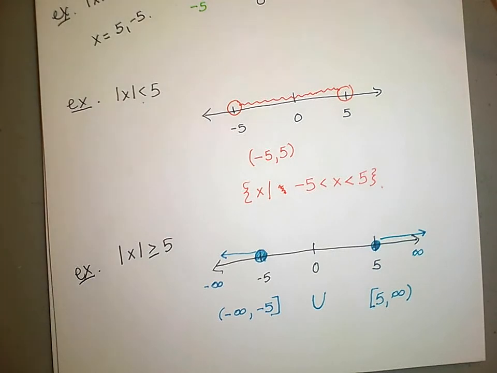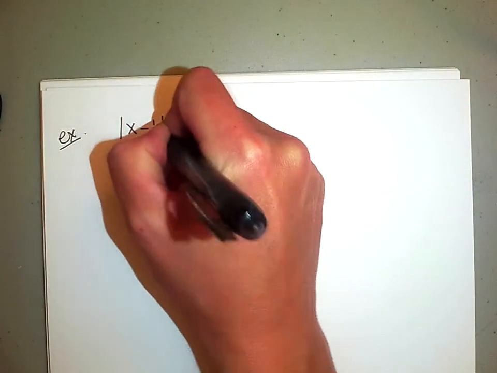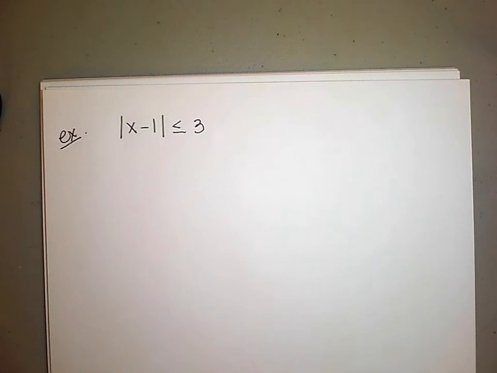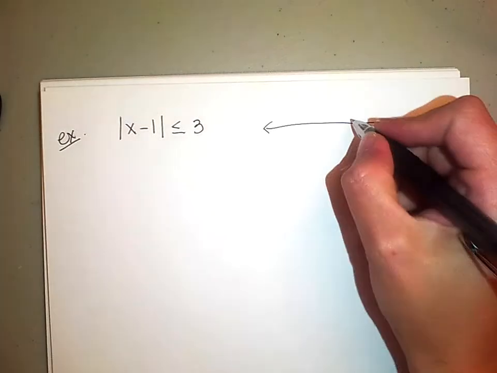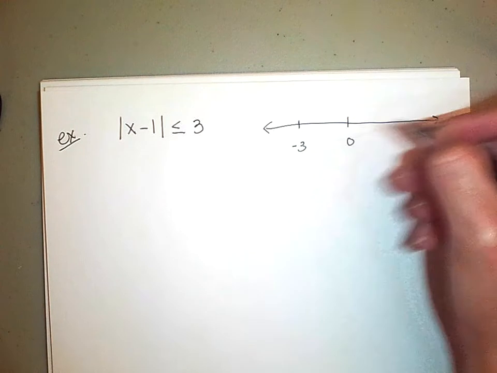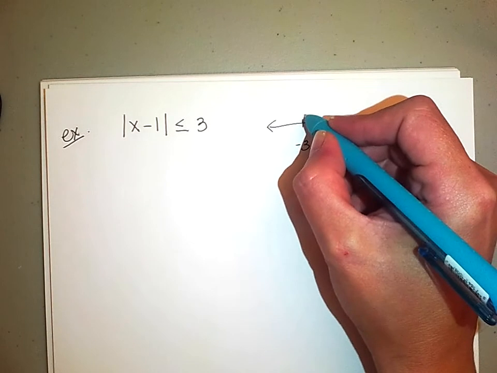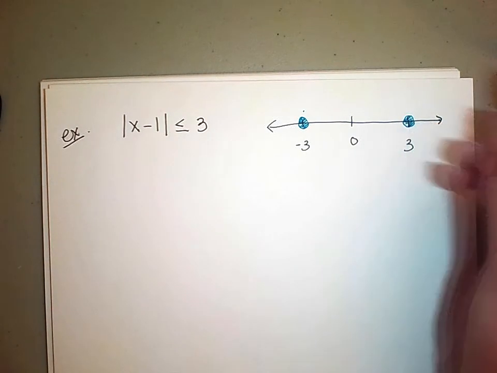So let's try and solve a more difficult inequality with this concept in mind. So for example, if we had the absolute value of x minus 1 is less than or equal to 3. So looking at it on a number line, here's 0. Here's negative 3 and positive 3. And our solution set will go in between here. This is what we're looking for.